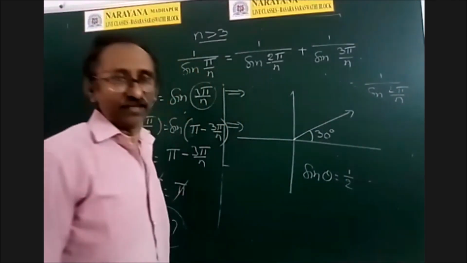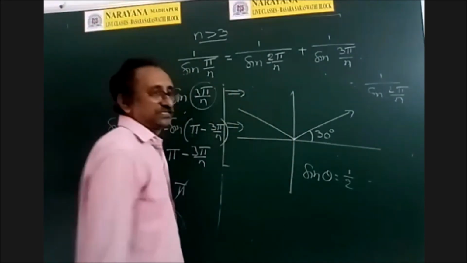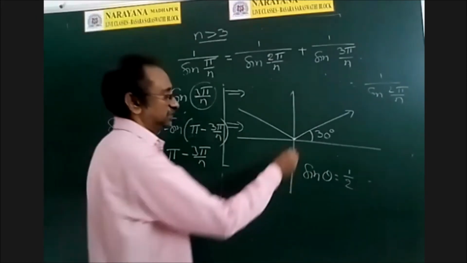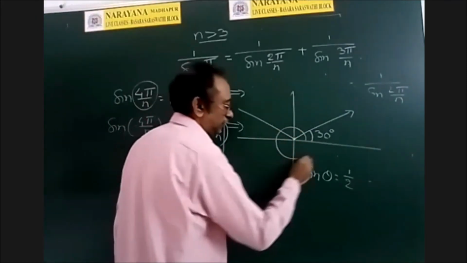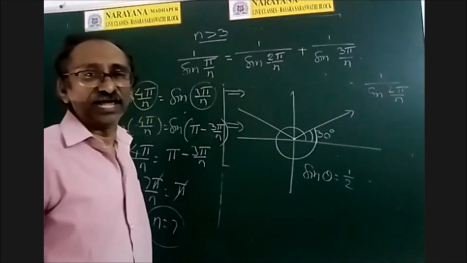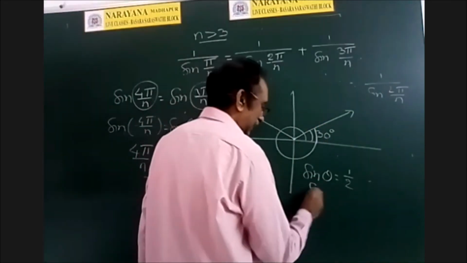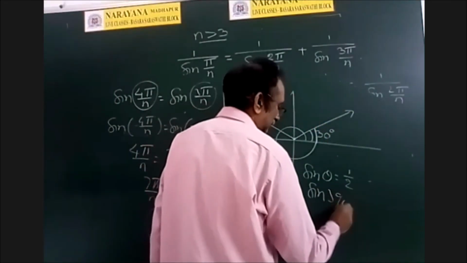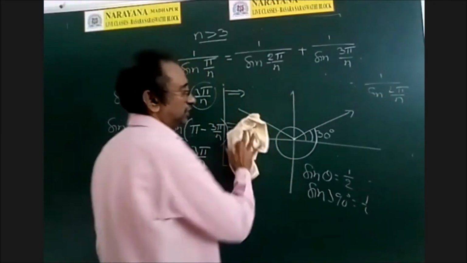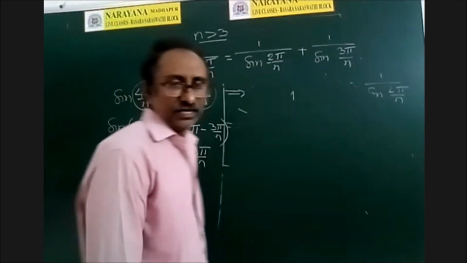But there is another angle. What is that? 150 in the second quadrant. Sin 150 is also 1 by 2. Not only that, if you complete one revolution and again take 30 degrees, you will get sin of that angle as 1 by 2. That is 360 plus 30. Sin 390 degrees is also 1 by 2. So like that, we observe in the trigonometric graphs, there are infinite solutions.